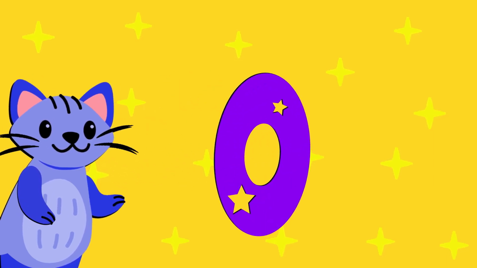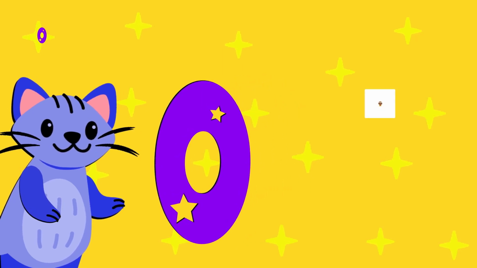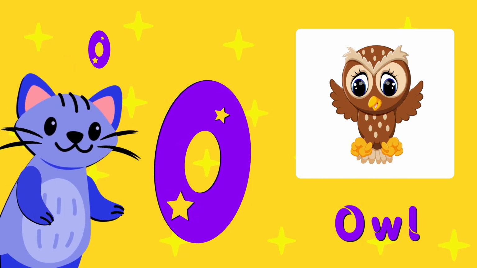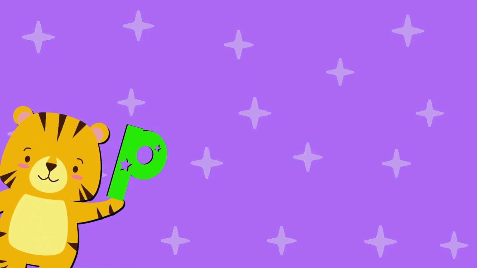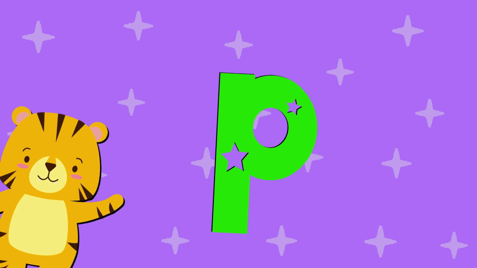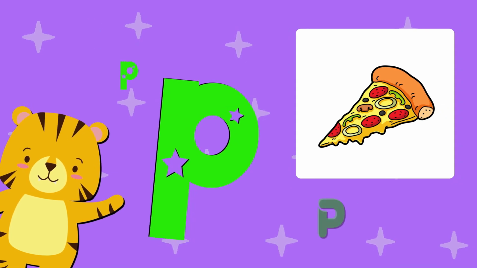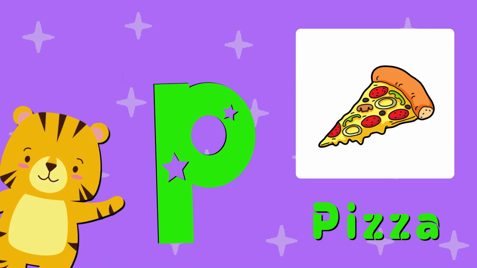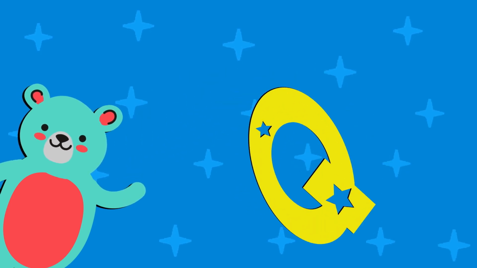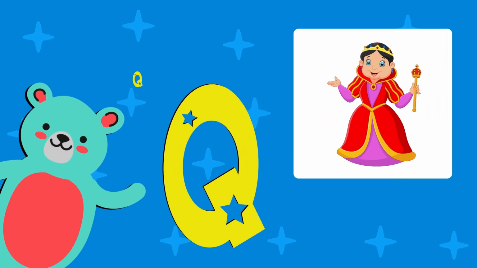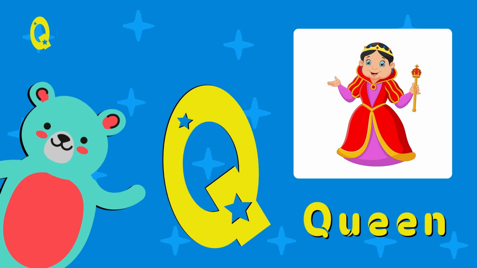O. Owl. O is for owl. P. Pizza. P is for pizza. Q. Coin. Q is for coin.